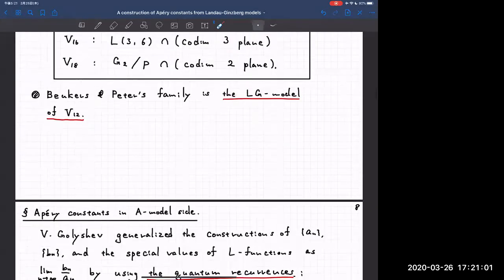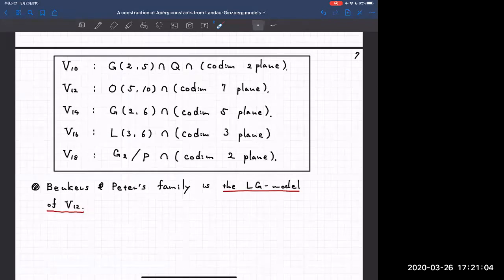Can I ask you why you chose these specific five families? I would like to explain: for these five families, Golyshev gives the result on the A model side. Actually, we obtain a kind of Apéry constant for each of them. And the aim of this talk is explaining the Golyshev result by using the B model side. Since we already know the A model side result for only these five Fano threefolds, I would like to explain them on the B model side. I see. Thank you.